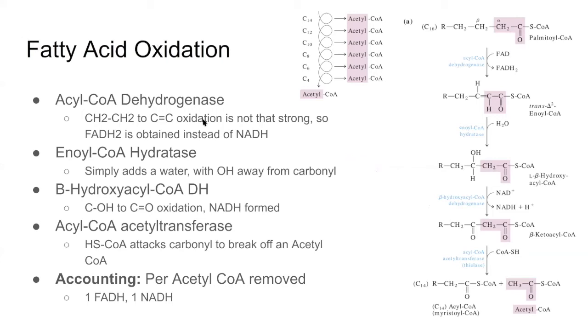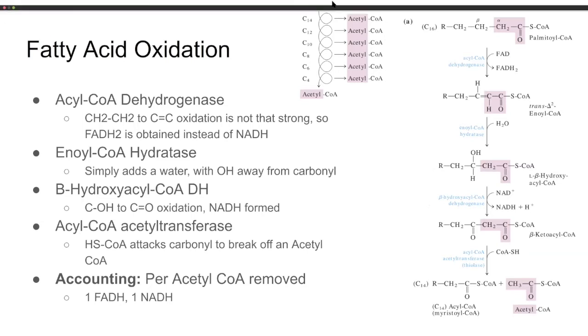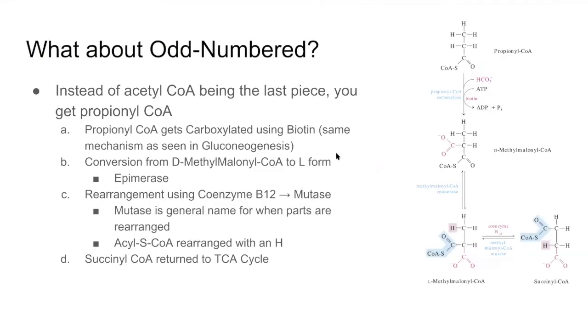Okay, so now let's move on to the maybe weird examples. So odd numbered, what do we do with that? And so usually when you have an odd numbered fatty acid, you continue the process until the end, where your final product, instead of a 2-carbon acetyl-CoA, is the 3-carbon acyl group, and we call that propionyl-CoA. So propionyl-CoA is digested differently.